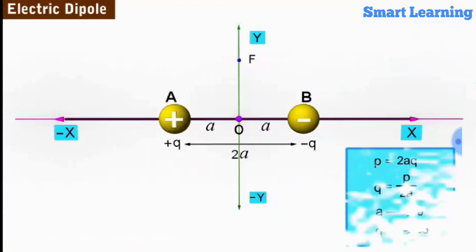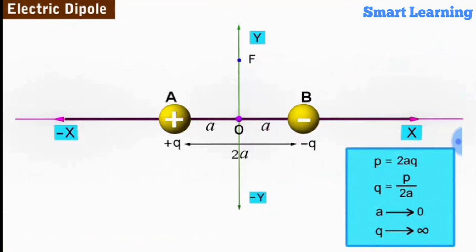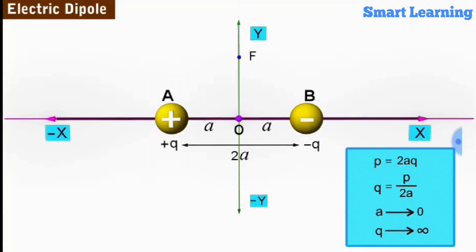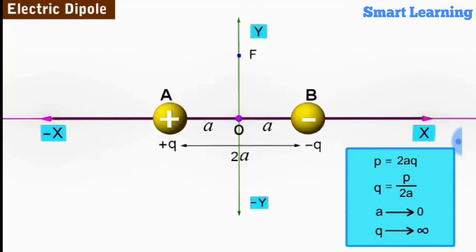For a given dipole, the magnitude of the dipole moment p is constant. From the expression of the dipole moment, we get charge q is equal to p by 2a. Hence, as the length of dipole 2a tends to 0, the magnitude of the charge q tends to infinity, so that the dipole moment p is equal to 2aq becomes finite.